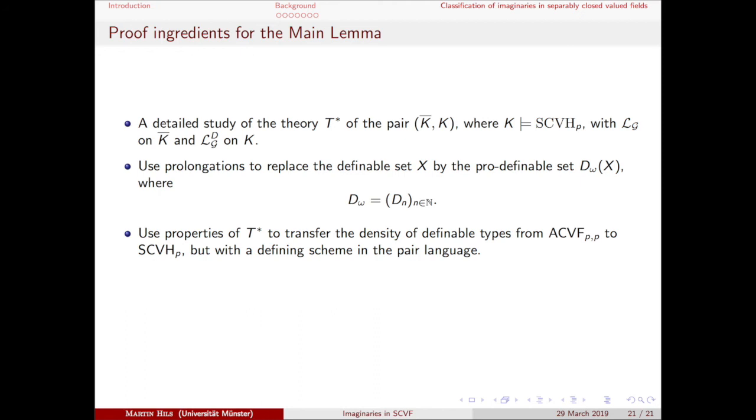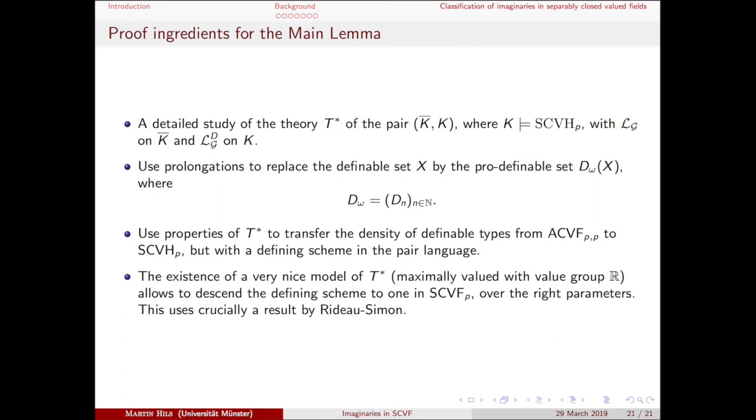And that's why we can. Okay, we know already that definable types are dense in ACVF. This is part of Johnson's proof, for example. You can just show it. One can move up and say, okay, even in such pro-definable sets, we will find ACVF types which are consistent with such a definable set. But at the cost of having a definable scheme in the pair language. So the language will be the wrong one, and the parameters will be the wrong one, because we worked in a complicated structure, and then we need some magic.